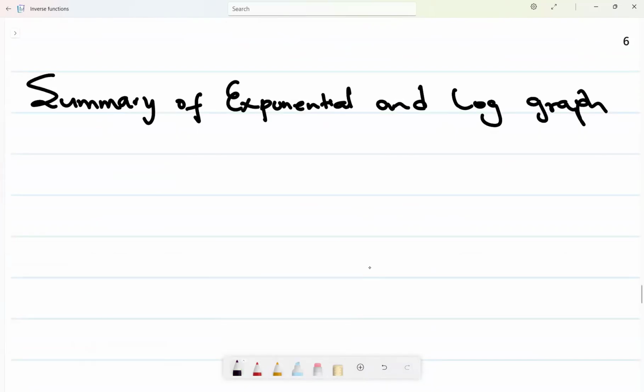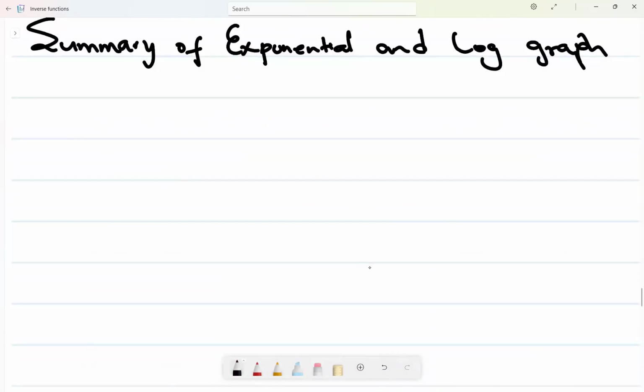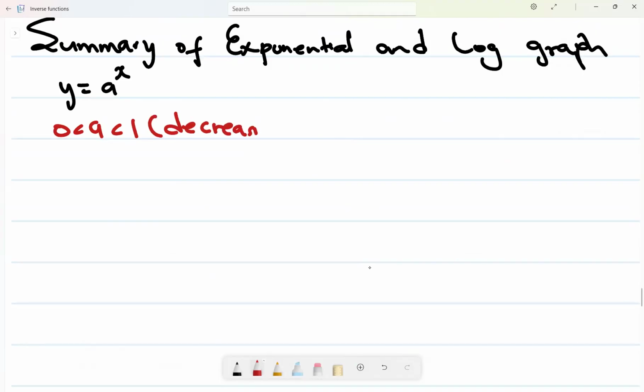Now, log graph, how do I draw a log graph? I say, so, exponential graph. Remember I have y equal to a to the power of x. I have a condition. When a is between 0 and 1, we say that it is a decreasing function. But when a is greater than 1, we say it is an increasing function.